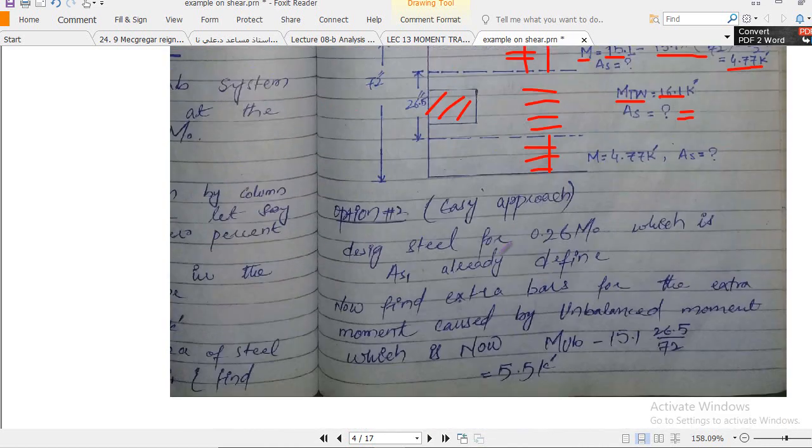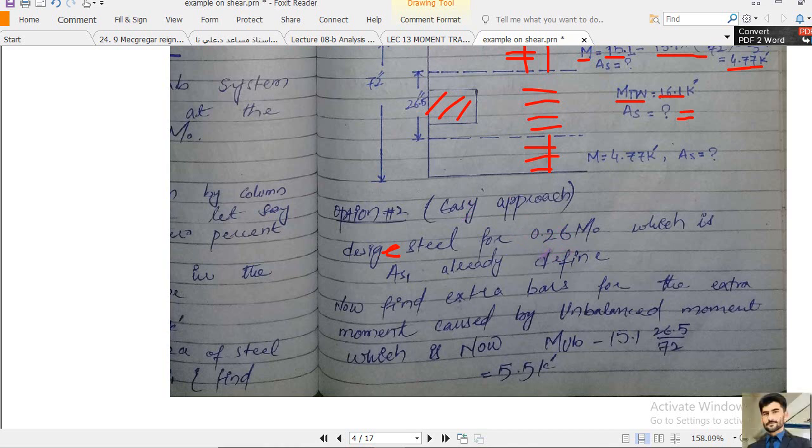Okay, the next option is simple. The next option is this one, that design steel for 0.26 M naught, which is AS1 already defined, right? This is the usual procedure that we find out the steel reinforcement for the slab, right, at the exterior edge of the slab.